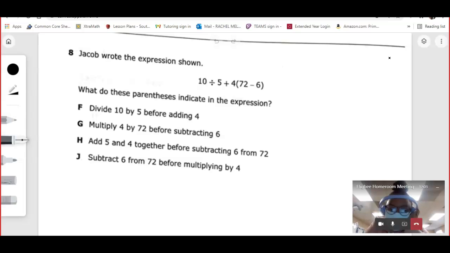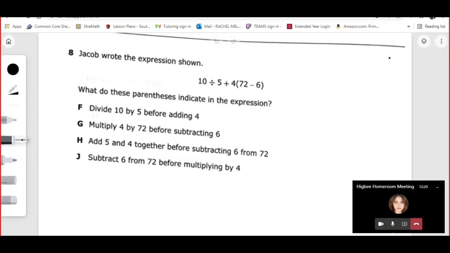What do these parentheses indicate in the expression? Okay, so forget looking at the answer choices. Just look at that expression. Are they asking us to solve the expression? No. Okay, they're just asking us, what do these parentheses mean?